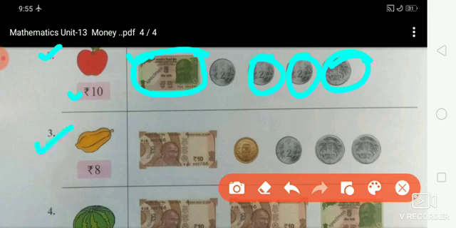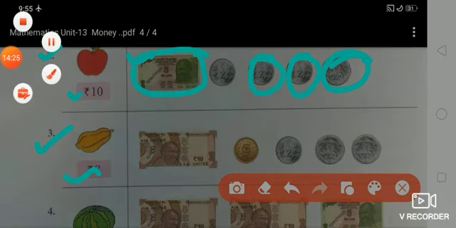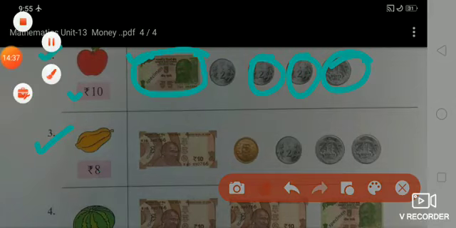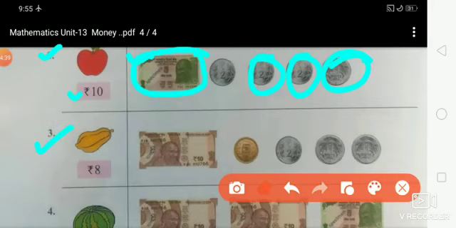Now the third one, papaya. The papaya costs 8 rupees. Circle the coins or notes. Circle the 5 rupees coin, the 2 rupees coin and the 1 rupee coin. That means the cost is 8 rupees.